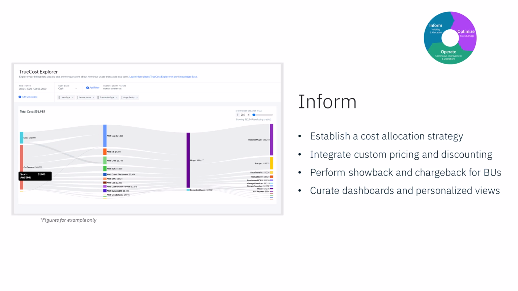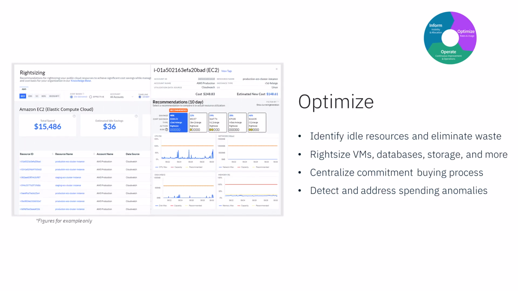In this phase, Cloudability can help organizations establish and automate their cost allocation strategy so that showback or chargeback processes can be reliably run each month.